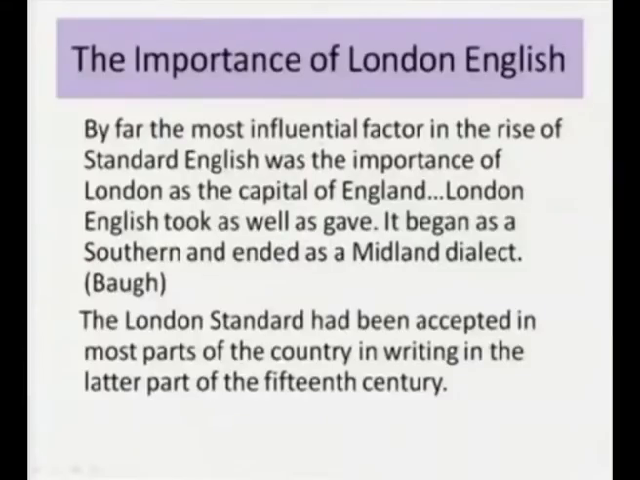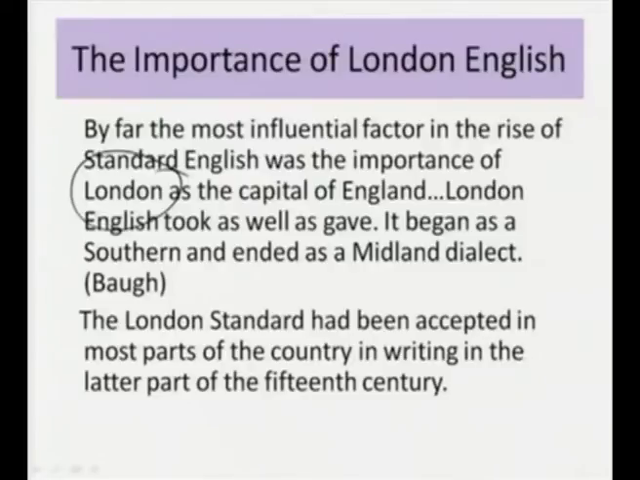More about this in Professor Borra's lecture on the age of Chaucer, and finally, we will end with the importance of London English. By far, as mentioned by Baugh, the most influential factor in the rise of standard English was the importance of London as the capital of England. London English took as well as gave.